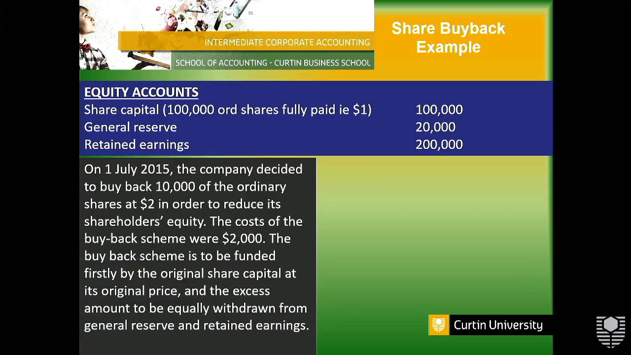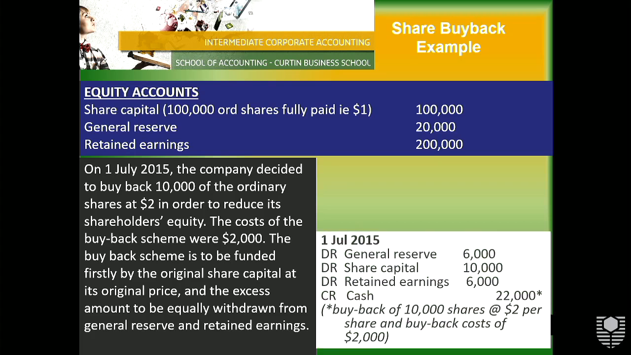On the 1st of July, the company decided to buy back 10,000 ordinary shares at $2 in order to reduce its shareholders' equity. The cost of the buyback was $2,000, and the buyback scheme is to be funded firstly by the original share capital at its original price, and the excess is to be drawn equally from the reserve and the retained earnings. So let's go and work it out.